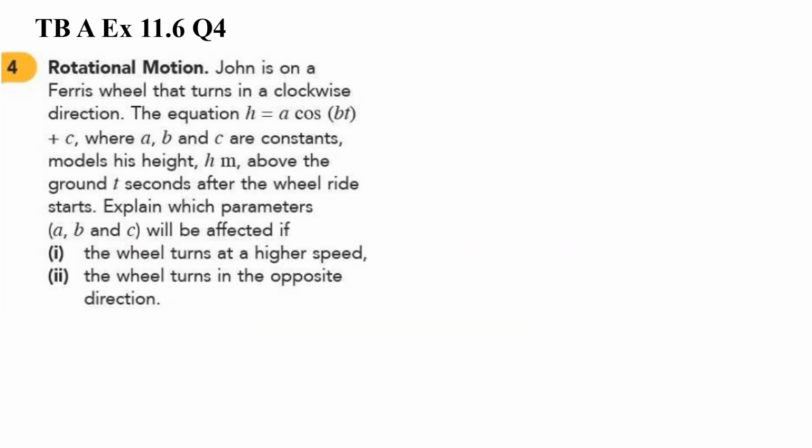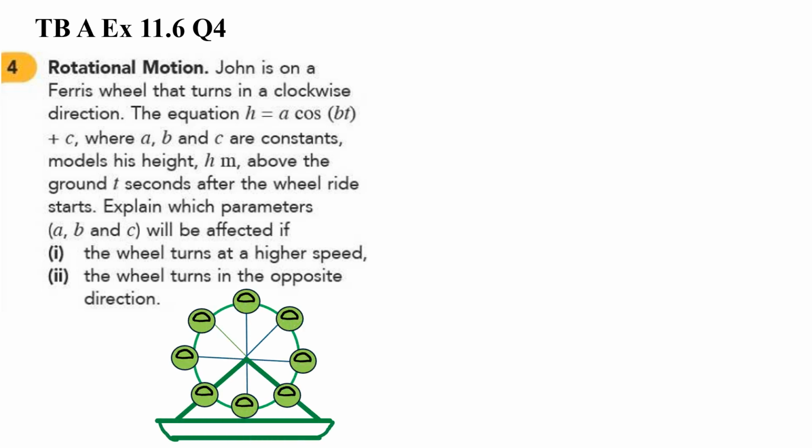All right, so for this question 4, John is on the Ferris wheel that turns in a clockwise direction, and the motion can be expressed using trigo functions. That is h equals a cos bt plus c. h is the height of John above the ground, t seconds after the wheel starts. Explain which parameter will be affected if the wheel turns at a higher speed.